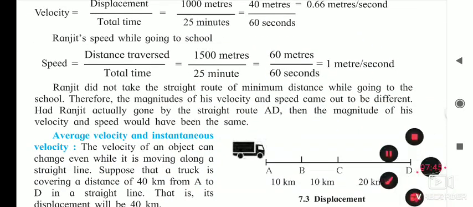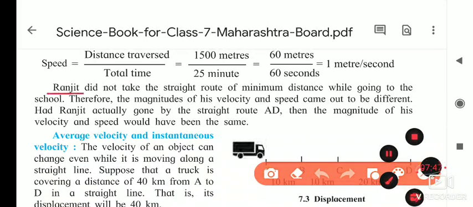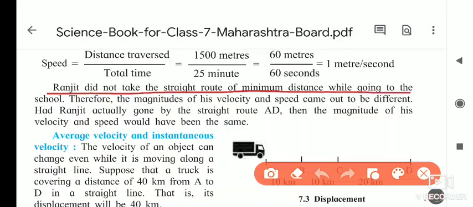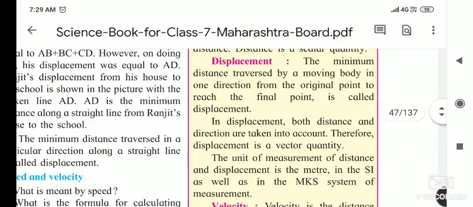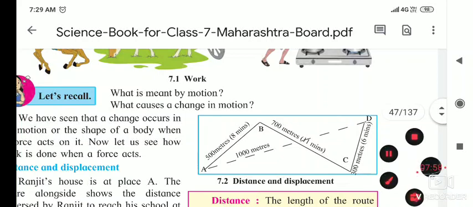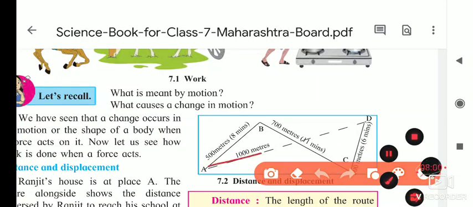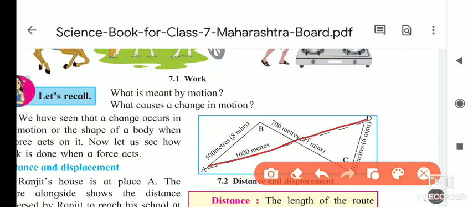Now what they told us here: Ranjit did not take the straight route of minimum distance while going to school. He had not used this way while going to school. Okay, this dotted line is there, no? He had not used this way, but he used this zigzag way, that is AB, BC and CD, and that's why there is a difference between the speed and velocity.